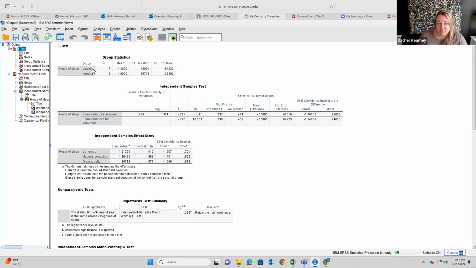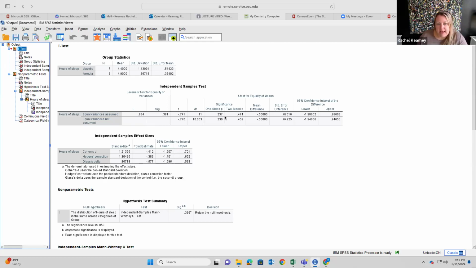And so just remember that this isn't the significance for whether there is a difference between the placebo and the formula. We're just looking at whether these groups are different or the same in themselves. Because this is greater than 0.05, that means that there is no difference. So we're going to go with the second row, equal variances not assumed.